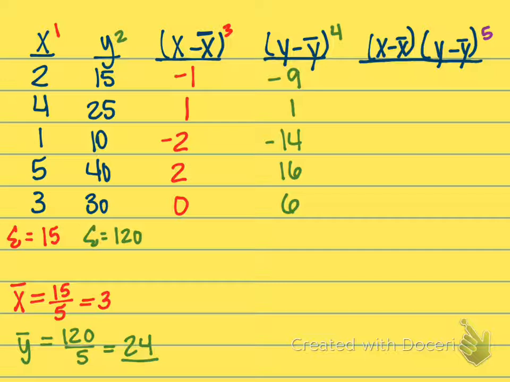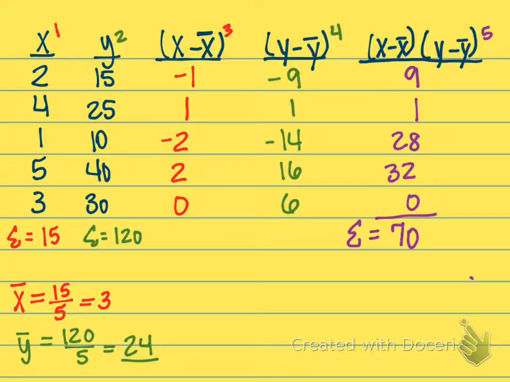And this is so we have the information we need to plug back into our formula 13.1 to find our R. And so negative 1 times negative 9 is 9. 1 times 1 is 1. Negative 2 times negative 14 is 28. And then we have 32. And then we have 0. And so then we're going to sum those up, and we would get a total here of 70.